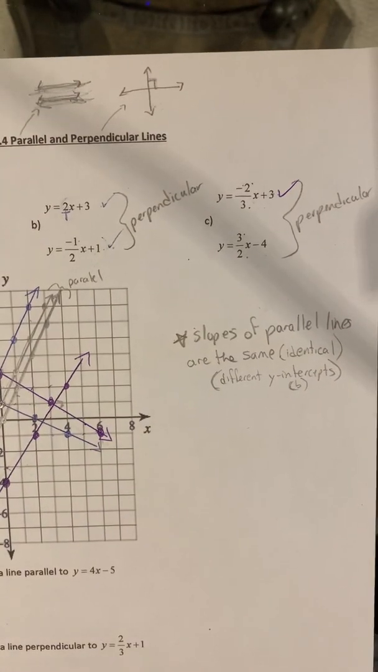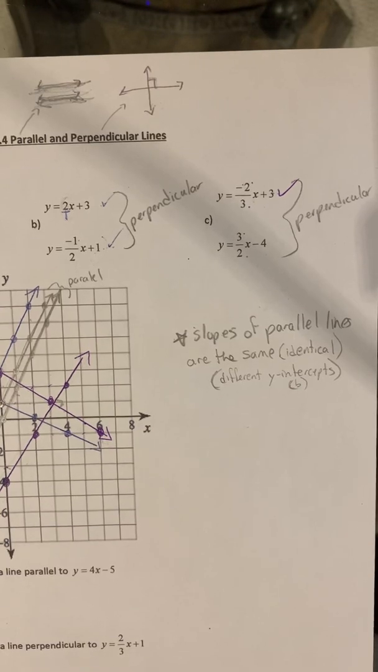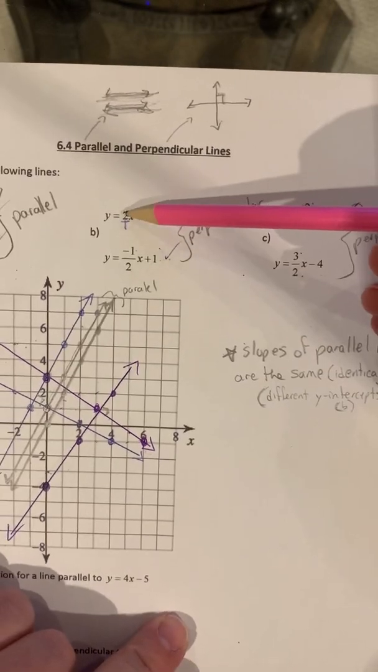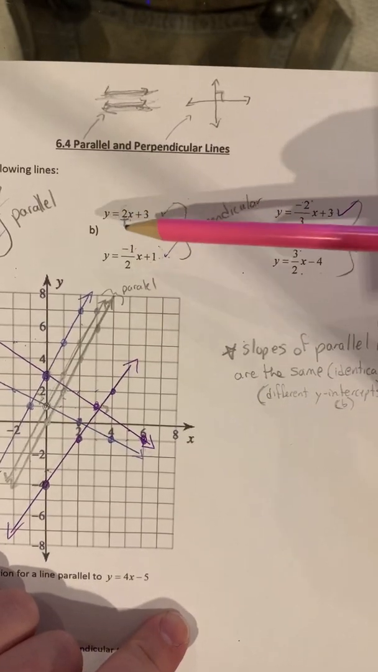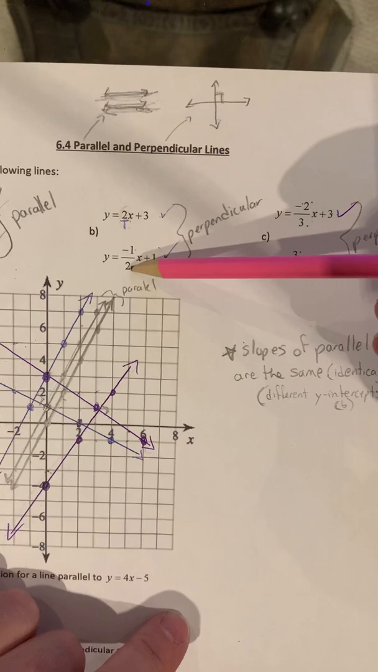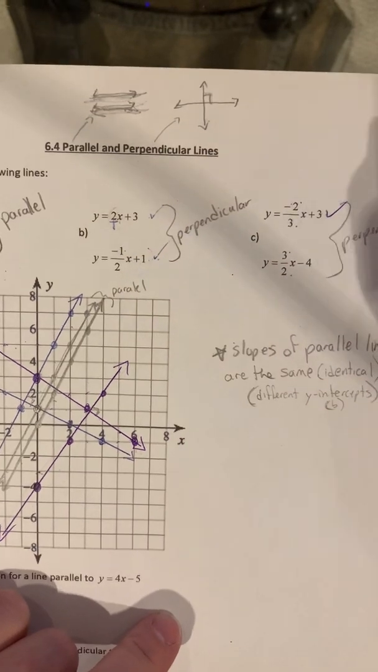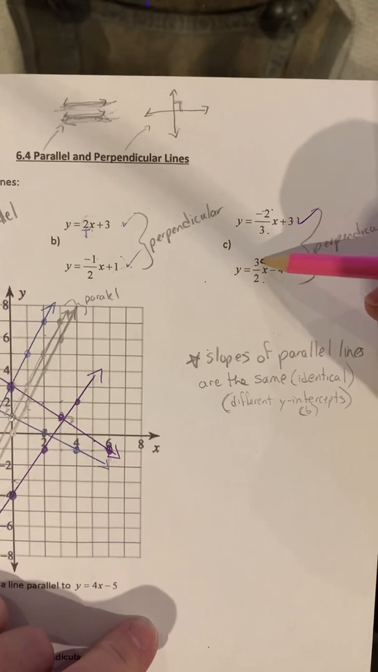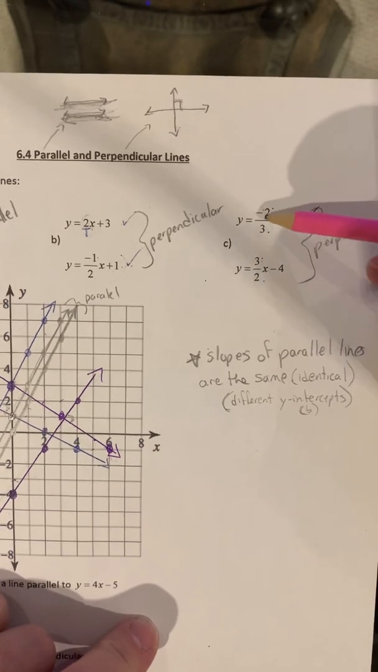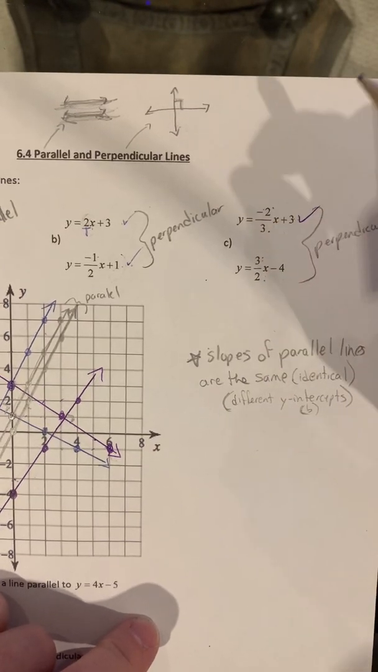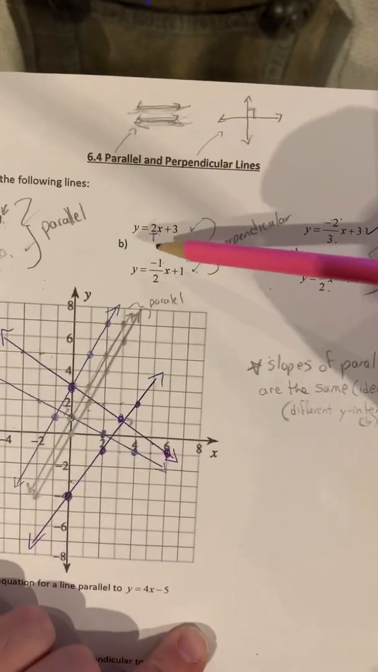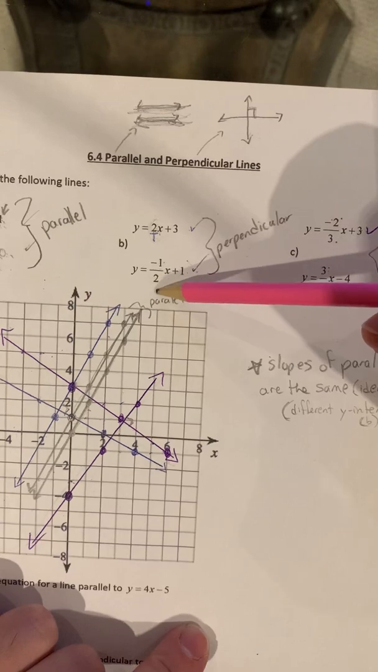Okay, so now let's look at what we notice with perpendicular lines. Because this is a little bit trickier. So we have here, the first one is 2 over 1, and the next one is 1 over 2, but negative. Next one over here, 2 over 3, and the next one is 3 over 2, but this one is negative. So to determine if they're perpendicular, they have the exact opposite slopes.